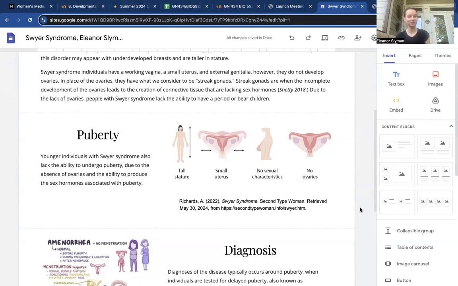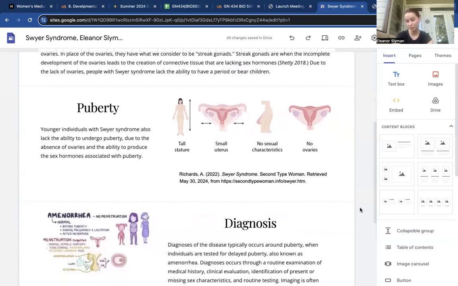I happen to know somebody who has Swyer's. I'm actually related to them, one of my cousins. She is about 6 foot, 6'1", and she tends to have all the basic symptoms of it. She's incredibly tall. She has no sexual characteristics. She really doesn't have any breast tissue, and then no ovaries as well.